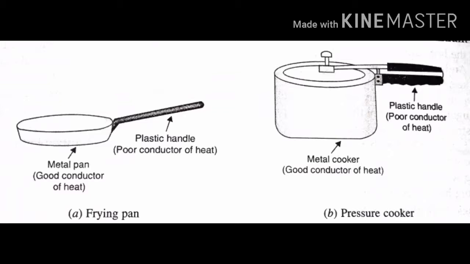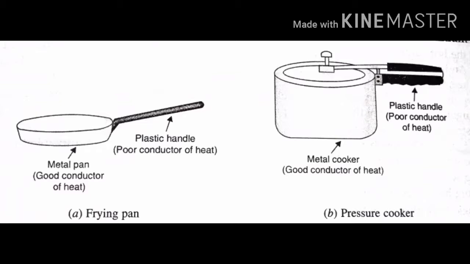For example, most of the utensils' handles are made up of plastic. This is because plastic is a poor conductor of heat. A plastic handle prevents the heat from hot cooking utensils reaching our hand so that we can lift the hot cooking utensil safely from its handle.